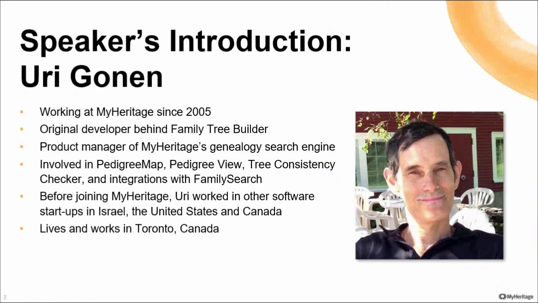Uri Gonen has been working at MyHeritage since 2005. He was the original developer behind the Family Tree Builder and the product manager of MyHeritage's genealogy search engine. He was involved with the Pedigree Map, Pedigree View, Tree Consistency Checker, and integrations with FamilySearch. Before joining MyHeritage, Uri worked in other software startups in Israel, the United States, and Canada.